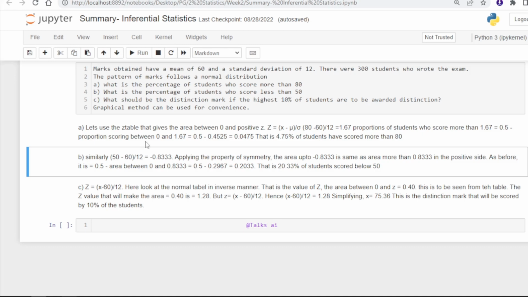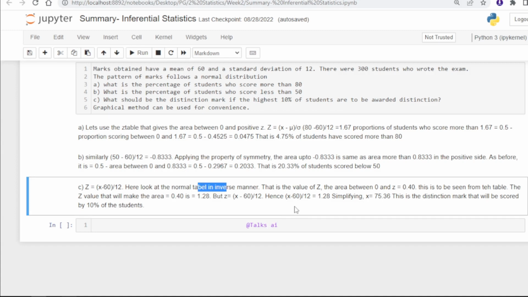Similarly, the third question is, what should be the distinction mark if the highest 10% of students are to be awarded distinctions? So the graphical method can be used for convenience. Again, we will apply the same thing, but here we will get the Z value, and we need to look at the normal table in an inverse manner. So that is the value of Z, the area that will be between 0 and Z, which is 0.4, and this is to be seen from the table that we had.